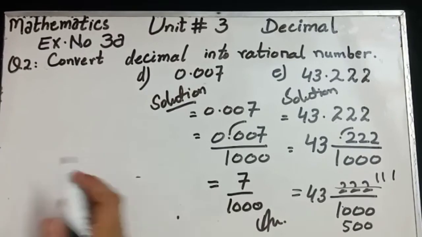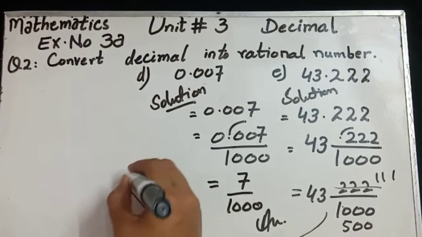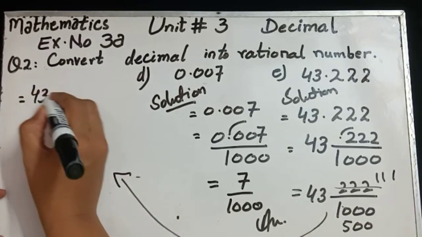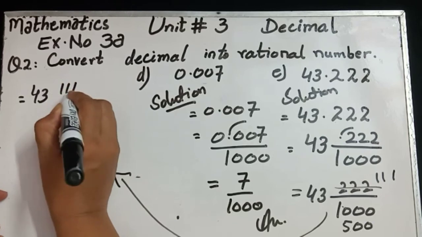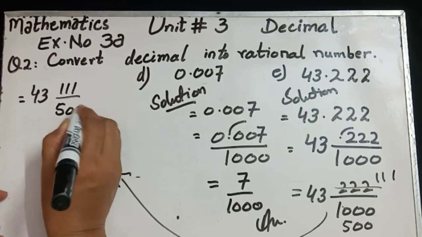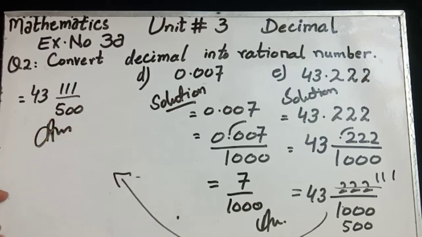The answer of the last part, this one we write over here. 43 whole number 111 upon 500 would be the answer of part E. Decimal convert into rational number, Exercise 3A, question number 2. Finish all parts.